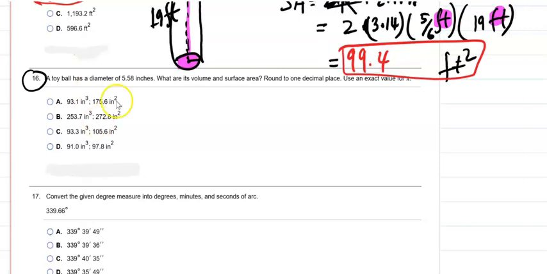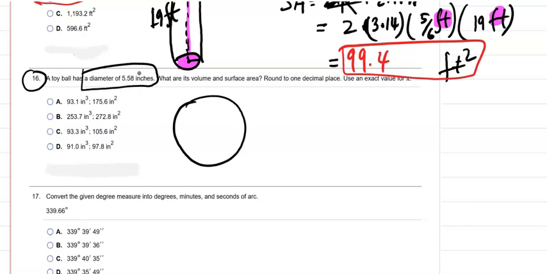The toy ball has a diameter of 5.58 inches. That's the diameter of the toy ball. The toy ball is a sphere, by the way. That's what it looks like, the toy ball.